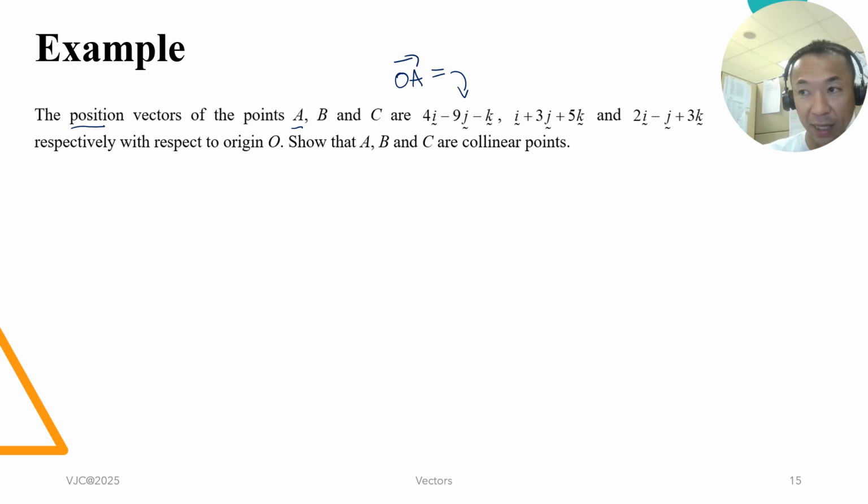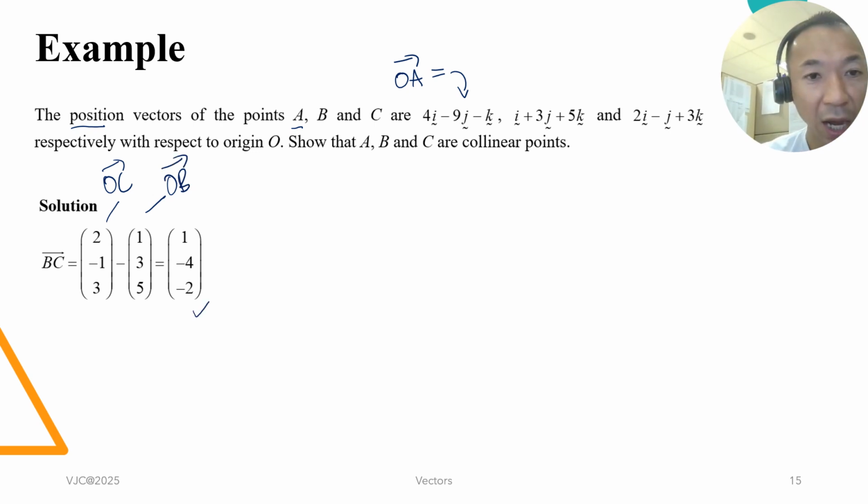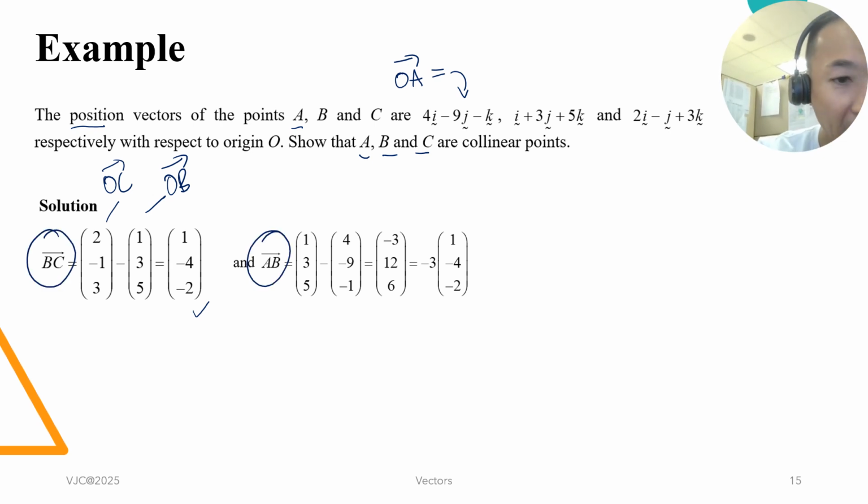So let's take a look. It's not difficult to find BC. BC essentially is just OC minus OB. Done. How do you show ABC are collinear? First, I find BC. Next, I find AB. So if I can somehow prove that BC and AB are parallel, then I'm good enough.